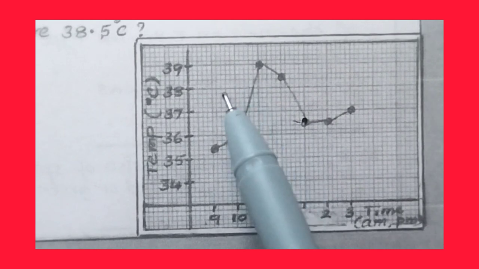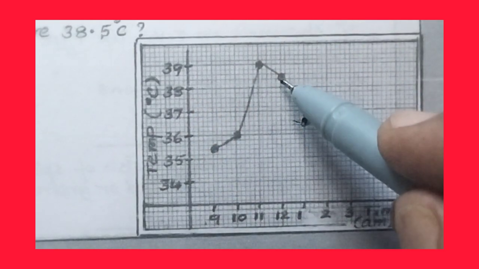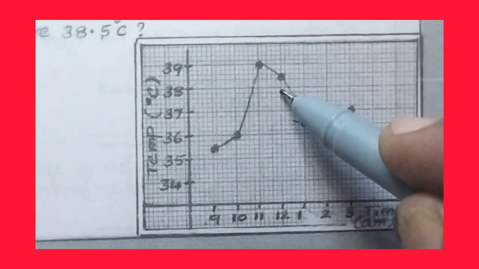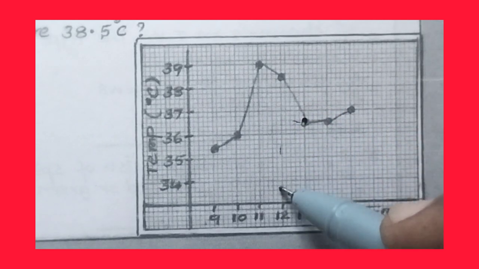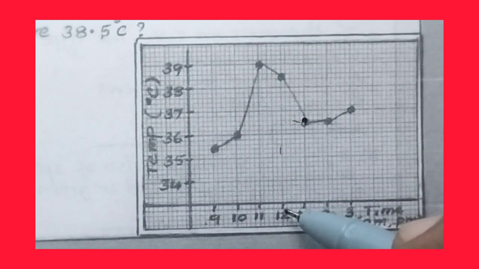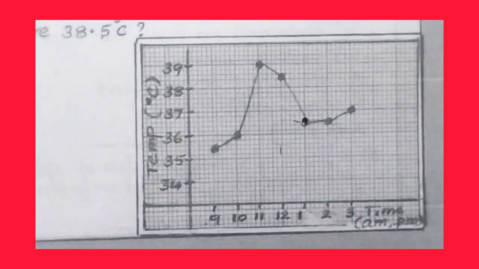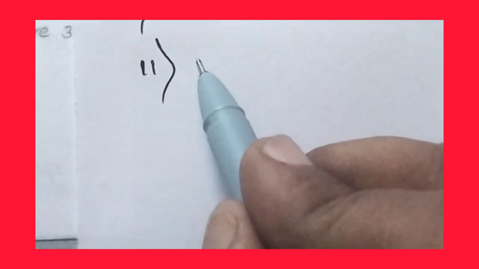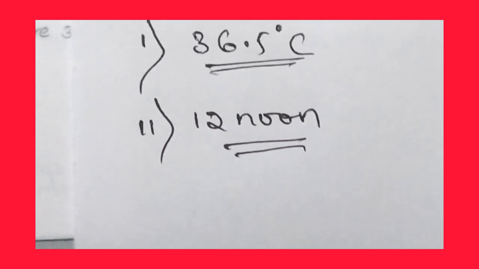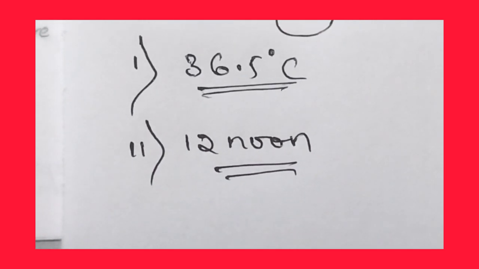Second, when was the patient's temperature 38.5 degrees? Look at 38.5 here, mark it, and go straight across to see what time it is. It is 12, so it is 12 noon. At 12 noon the temperature will be 38.5 degrees Celsius. For this question the right answer is 12 noon. Like this, by seeing the graph we have to answer. First one, 36.5 degrees Celsius, and the second one is 12 noon.